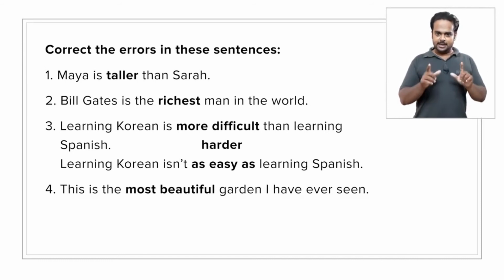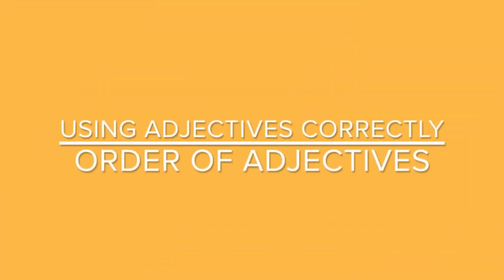Alright, so remember not to make any of these mistakes. Let's now move on and look at the third and final area where students commonly make mistakes with adjectives, and that is the order of adjectives. What do I mean by order of adjectives? Well, in English, when you have more than one adjective describing a noun, there's usually a fixed order in which to put those adjectives. And the mistake that students often make is that they sometimes put adjectives in the wrong order. Let's take an example.